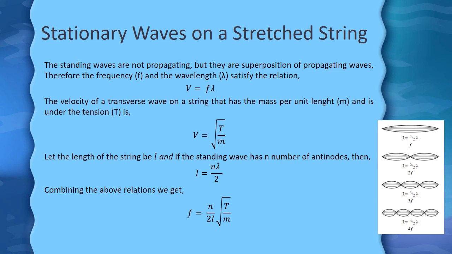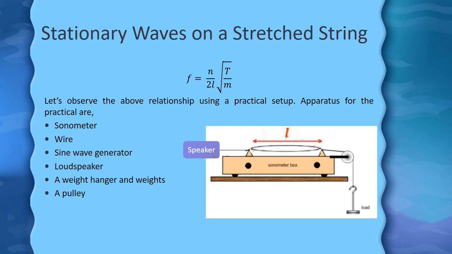Let the length of the string be L, and if the standing wave has n number of antinodes, then L = n lambda over 2. Combining the above relations we get f = n over 2L times square root of T over m. Let's observe the above relationship using a practical setup.